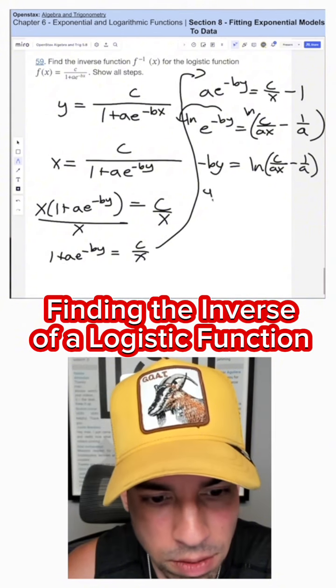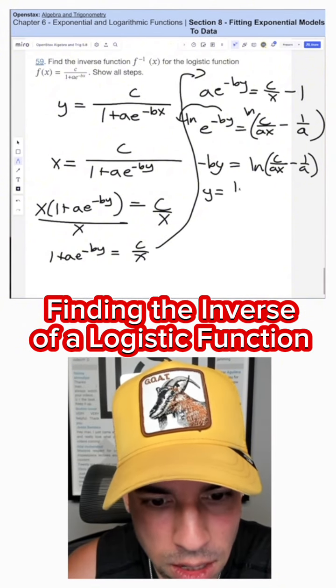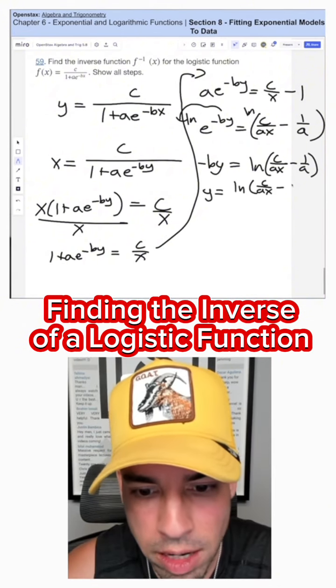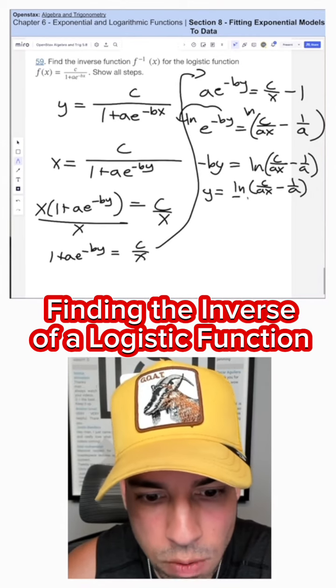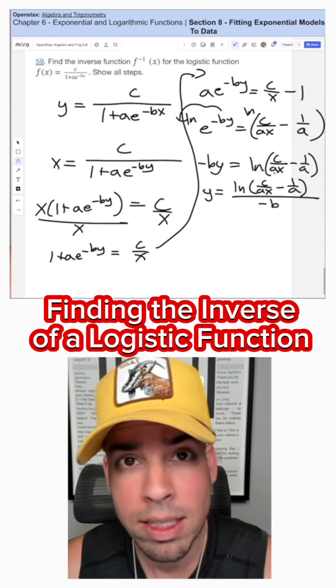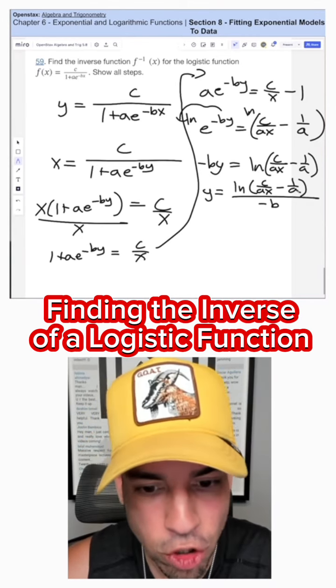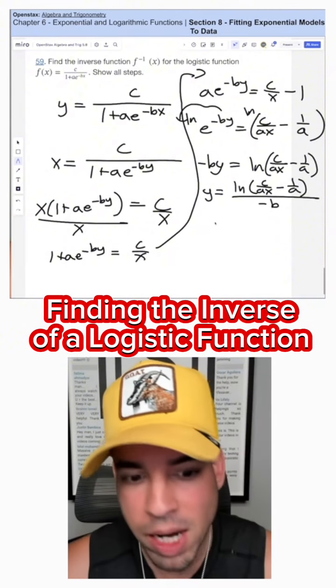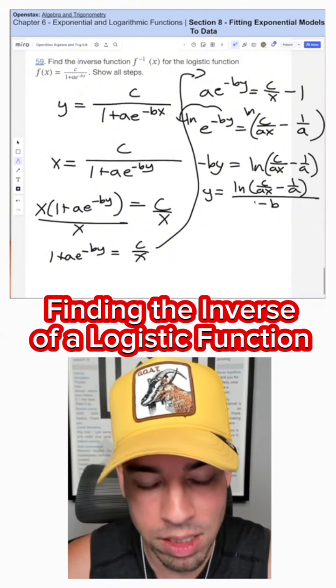Now my last step is to divide by negative b, and we get ln of c over ax minus 1 over a, over negative b. So this is slightly different than the answers in the back of the book, so I'm going to show you how we go from this to that answer in the back of the book, but I just want to let you know this should be an acceptable answer.